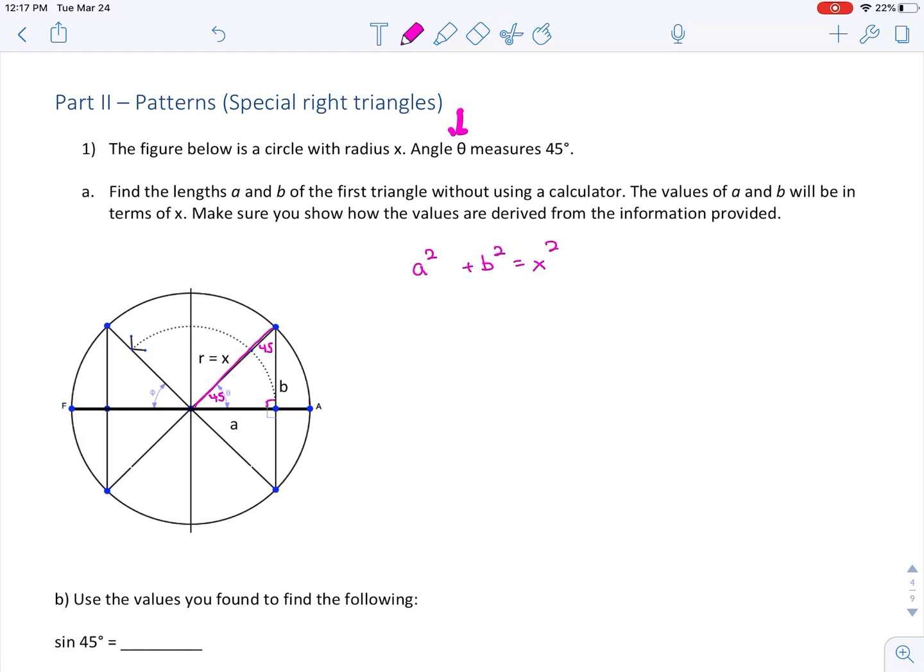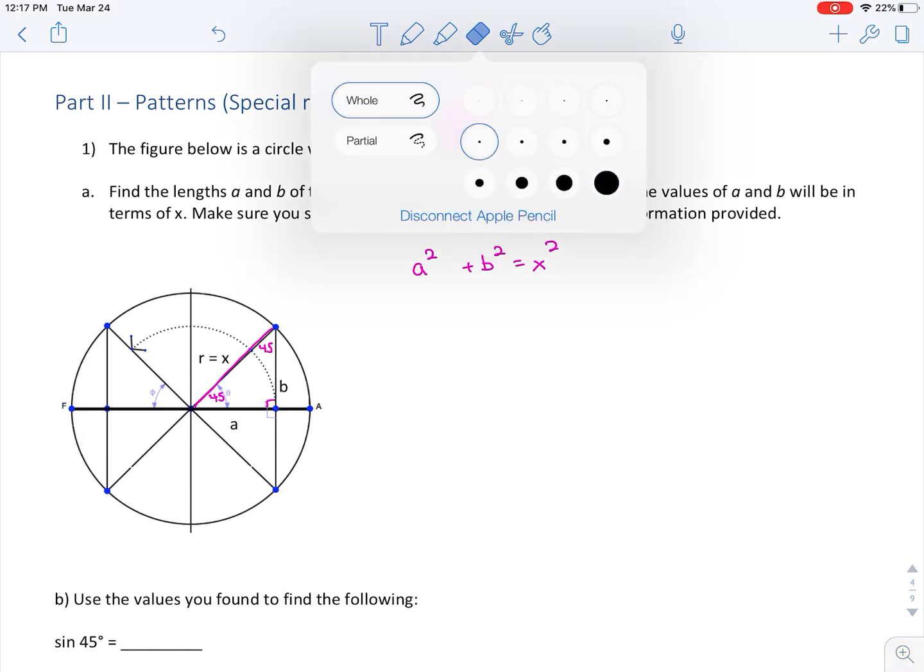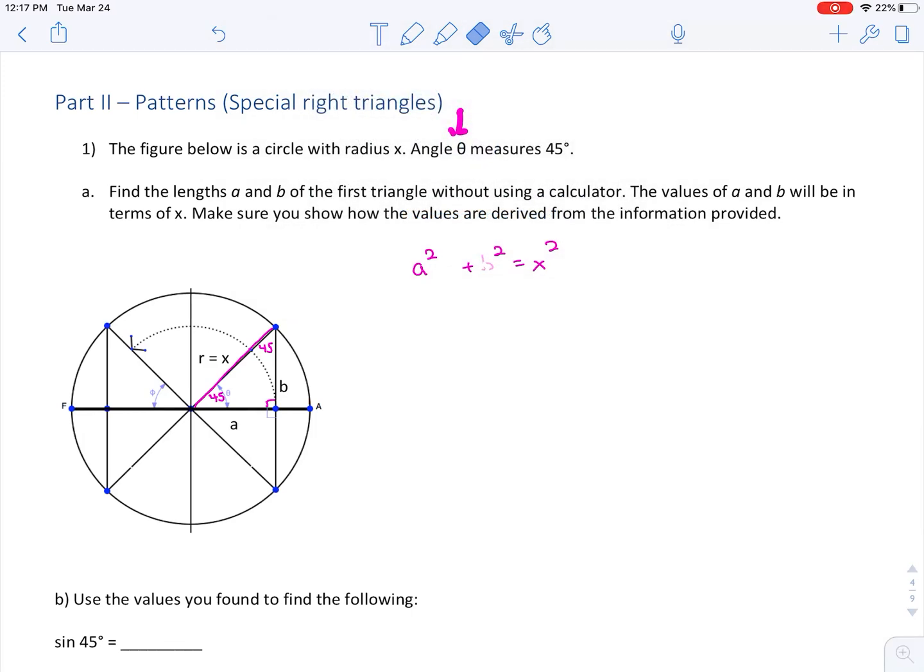And what we're going to do from here is solve for one of our side lengths. So we know that in a 45, 45, 90, A and B are the same thing. So what I'm going to do at this point is take out B, and since A is the exact same thing, I'm going to replace it with another A, because A is equal to B. So when I combine my like terms, I'm going to have 2a squared is equal to x squared.